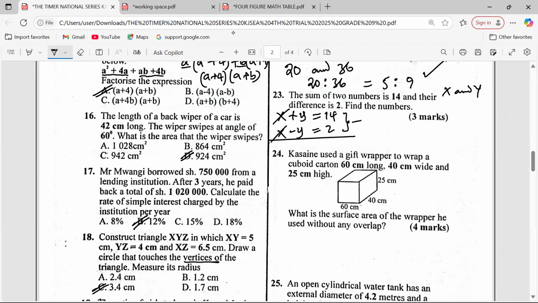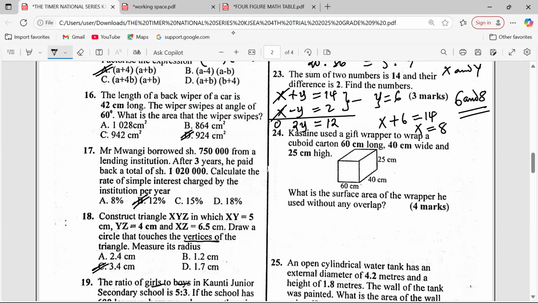So x minus x becomes 0. y minus negative y becomes 2y, equals 14 minus 2, this becomes 12. So the value of y will be, when we divide 12 by 2, 6. So that the value of x can be gotten as x plus y equals 14. So the value of x shall be 8. So the numbers are 6 and 8. The difference is 2. The sum is 14. Very simple. Number 24.